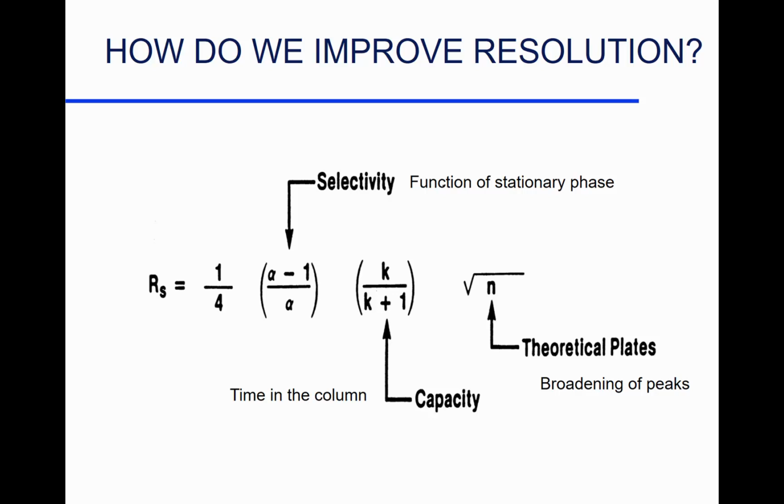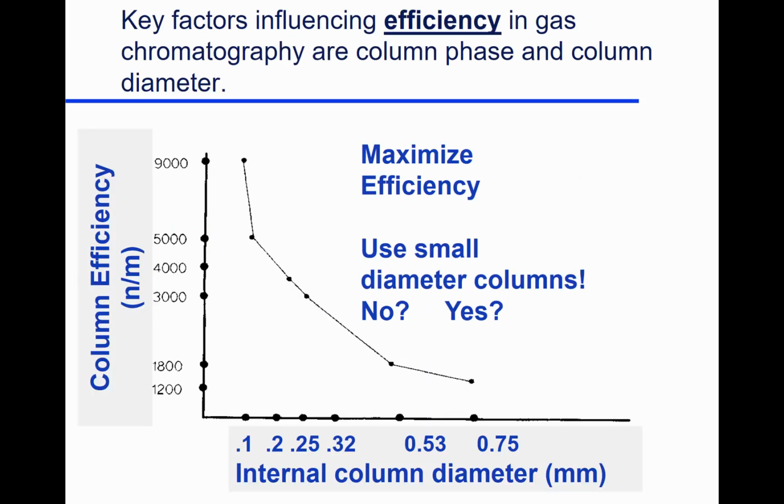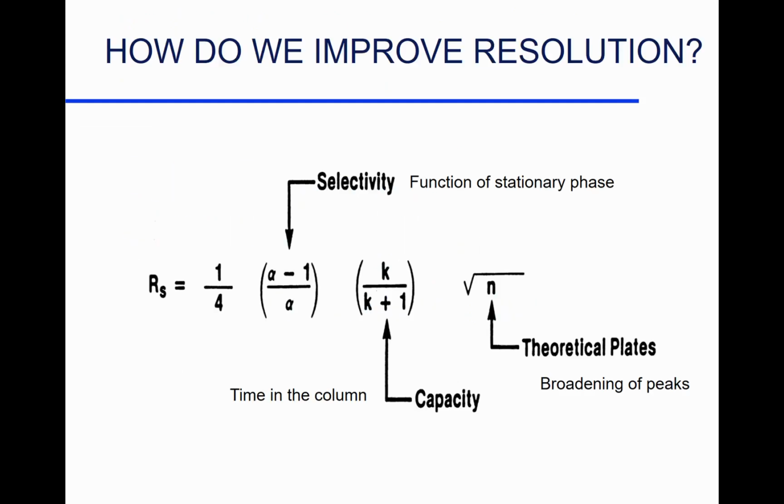Okay, so this is the equation. We really want the best separation we can, and these are the factors that we tend to work with. These are different terms, and I'll talk about how we make that term the best, how we make that term the best, and that term the best to improve our separation and make that separation fast. So in terms of that equation, we typically look at selectivity, capacity, and theoretical plates.